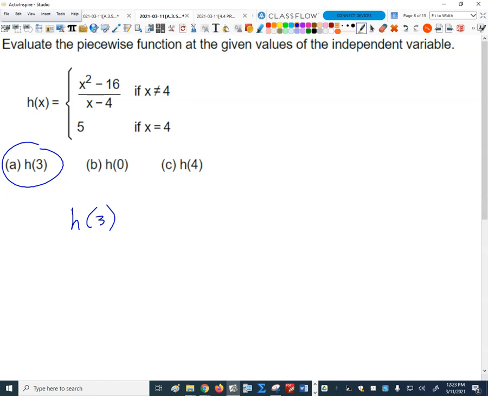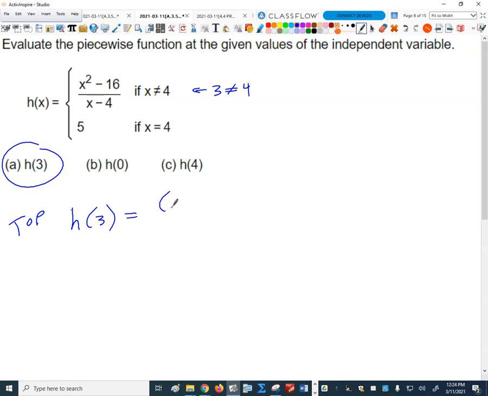So what do you think? H of 3, am I plugging 3 into the top or the bottom? Okay, yeah, it's going top, isn't it? Good, that's going top. Because we can see up here that 3 is not equal to 4, so that's going into the top piece, isn't it? Okay, and so what's that give us then?